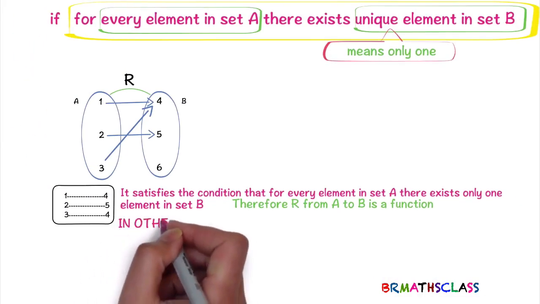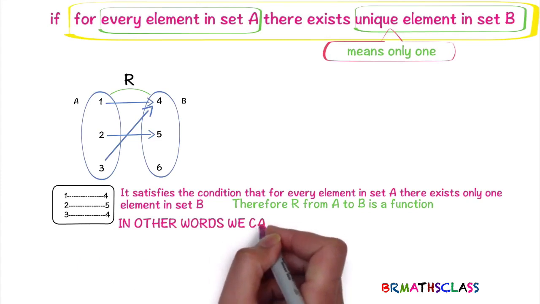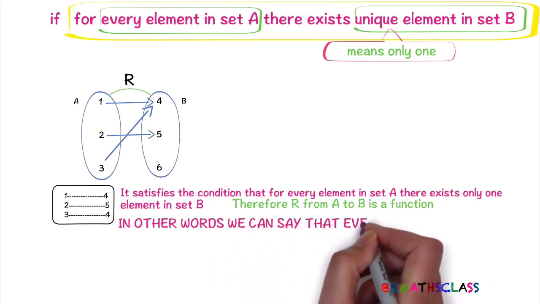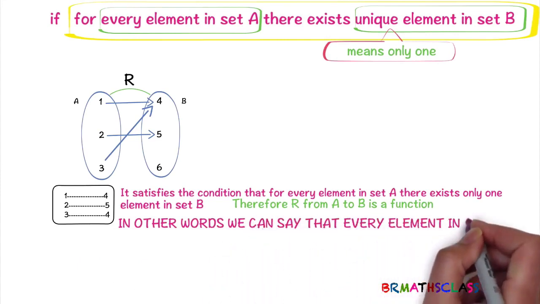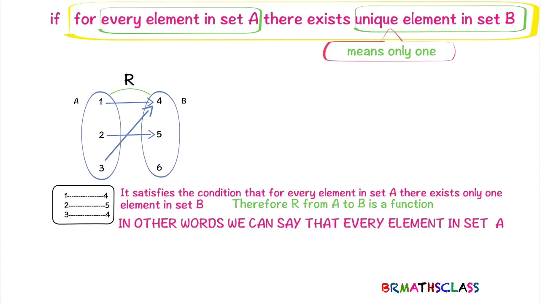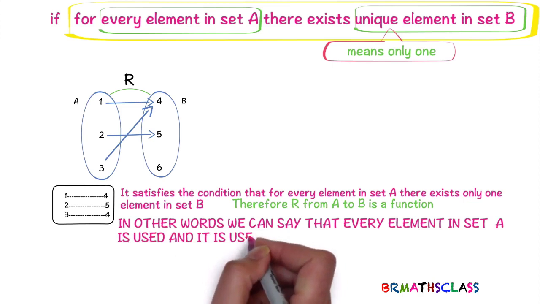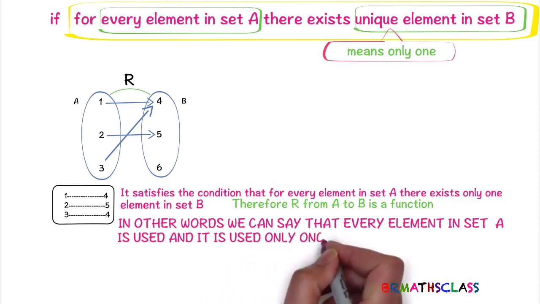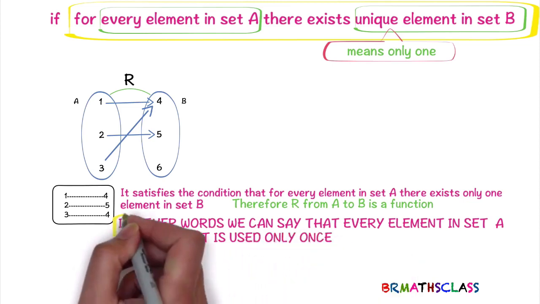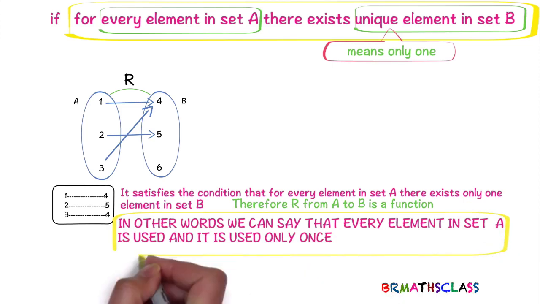In other words, we can observe it like this also. Every element in set A is used and it is used only once. In this way also you can observe. Observe this example. Every element in set A is used and it is used only once. Because of that reason also we can say that R is a function from A to B.